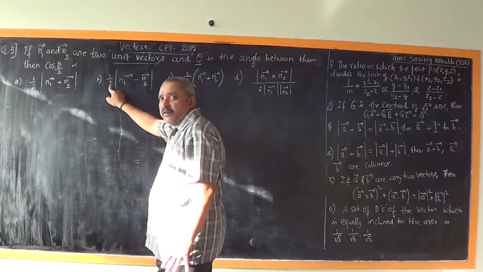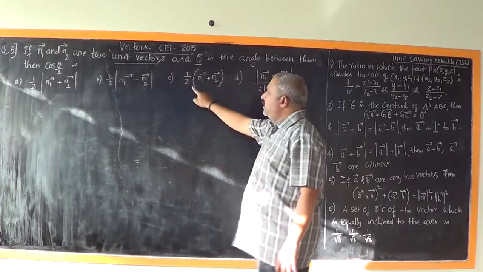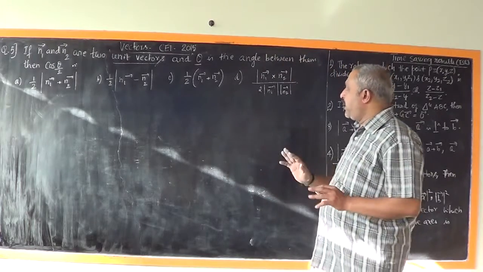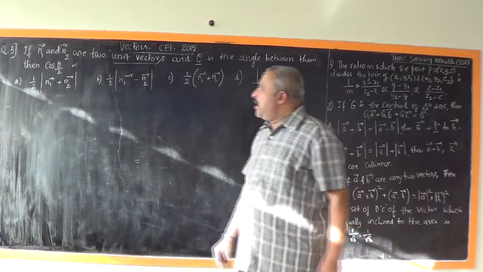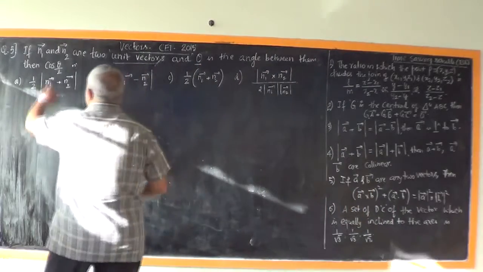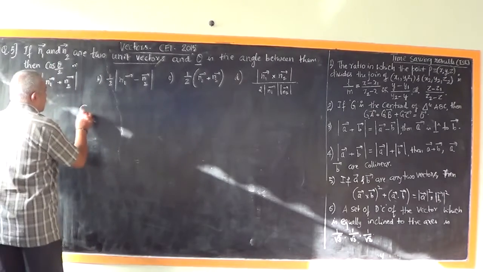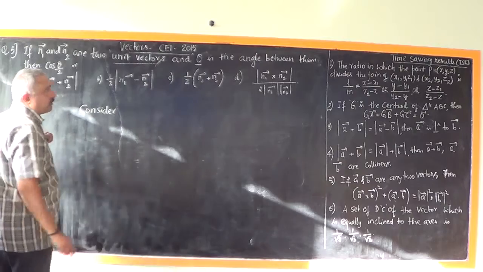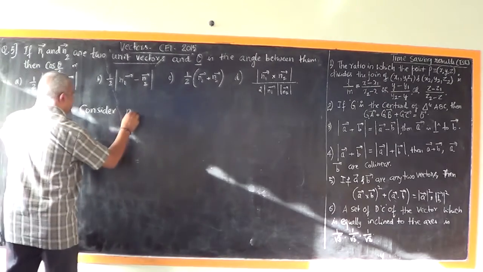Option B is half of the magnitude of vector n1 minus vector n2. C is the option half of vector n1 plus vector n2. D is, again, there is some option there. It is given that vector n1 and vector n2 are unit vectors. Most of the times we get to know the answer from the problem itself.